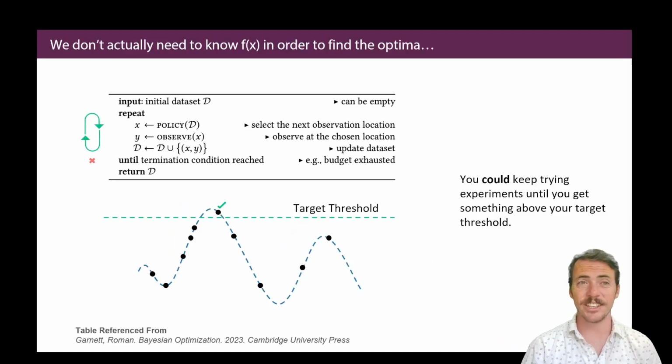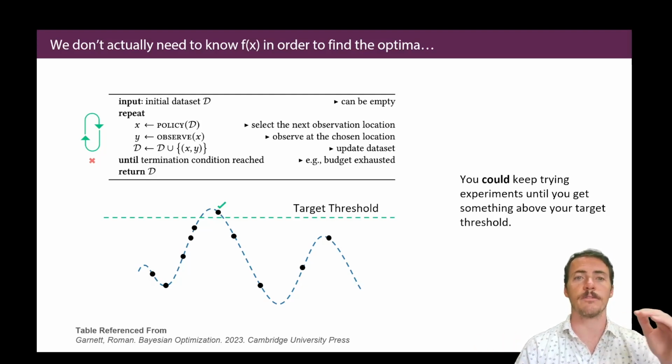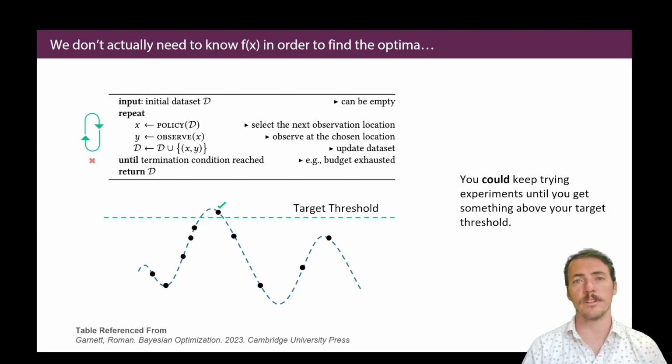Technically, you don't even need to know the function in order to find the optima. So let's say the actual function, who knows what that equation is. You don't know it. But what you could do is set up this sort of test scenario. You're going to initialize some data set, so you've got some data points, and that can even be empty to start with. And then you're going to have a policy and observation, and then you're going to have that added to your data set.